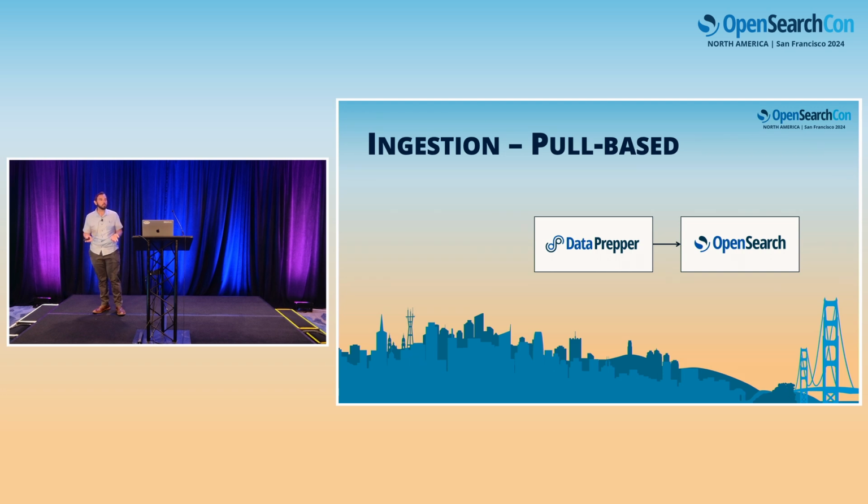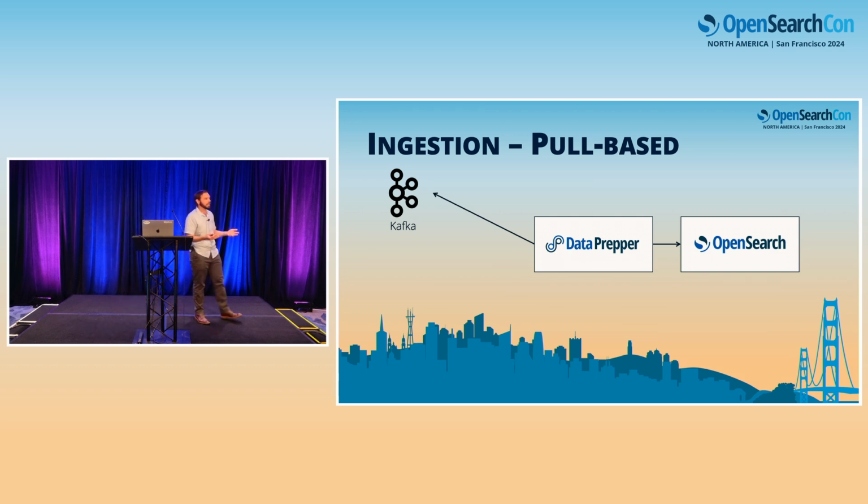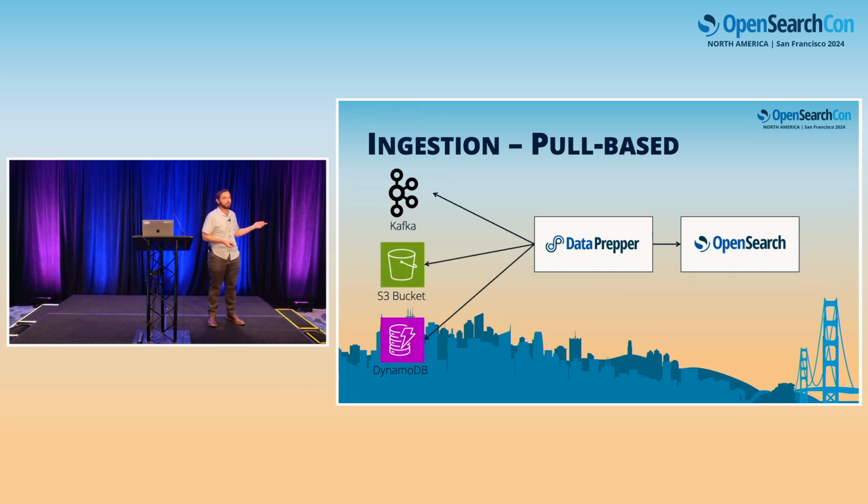We also have a pull-based model. And in this scheme, Data Prepper will run and it'll reach out to external services to get data. A great example of this is Apache Kafka. So Data Prepper can read off Apache Kafka topics, get that data, and then push it to OpenSearch. We also support S3 as a source. And another really great solution we have is the ability to do database searches on databases such as Amazon DynamoDB or MongoDB.